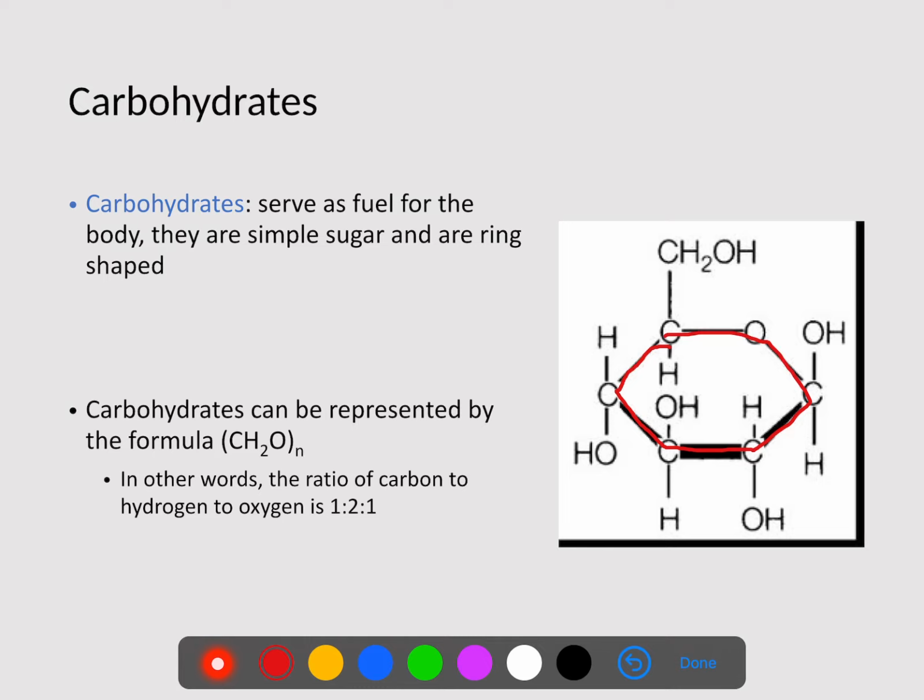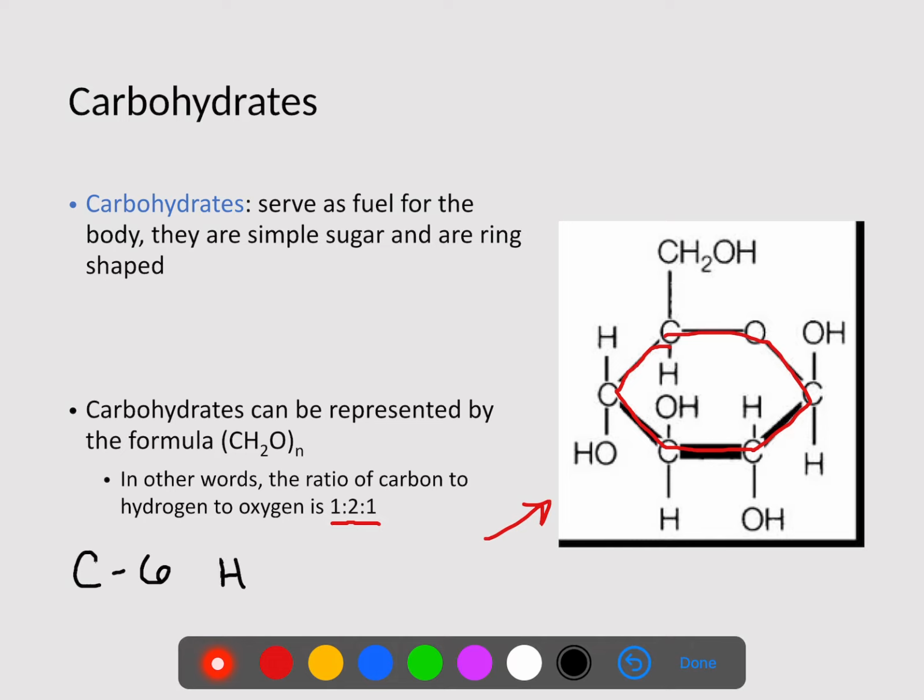Now, carbohydrates can be represented by the formula CH2O to the nth power. Now, in all honesty, what this really means is that carbohydrates are in a 1 to 2 to 1 ratio of carbon, hydrogen, oxygen. So if you sit here and you count all the carbons in this molecule right here, if I count them, I got 1, 2, 3, 4, 5, 6. So I have 6 carbons.